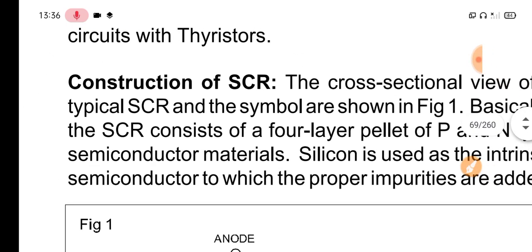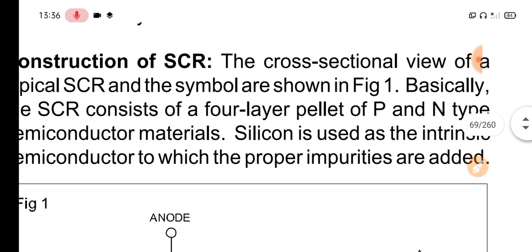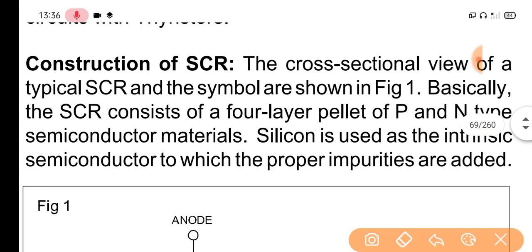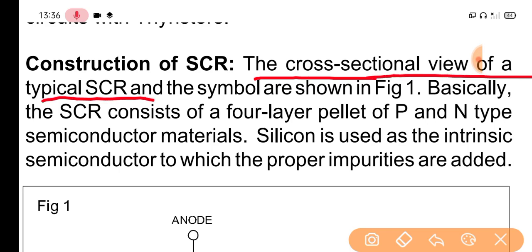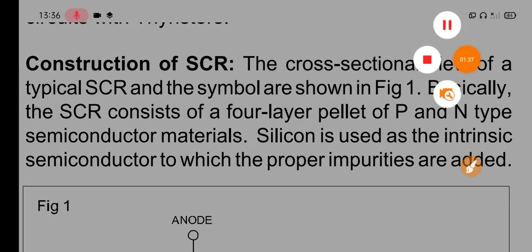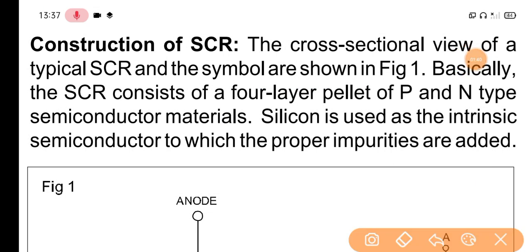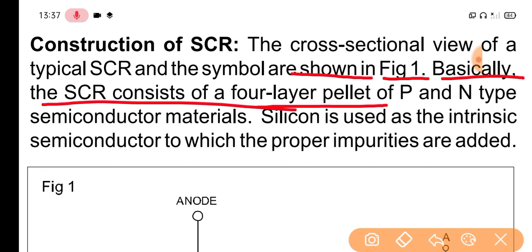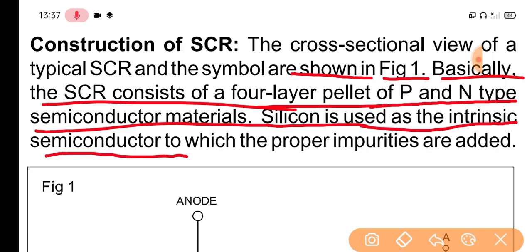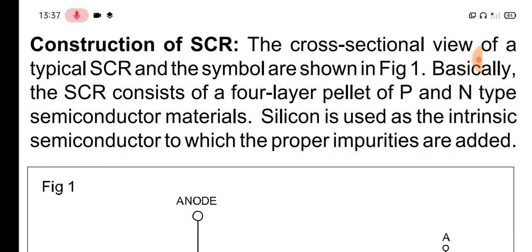Construction of SCR. The cross-section view of a typical SCR and the symbol are shown. Basically, the SCR consists of a four-layer plate of P and N type semiconductor material. Silicon is used as the intrinsic semiconductor to which the proper impurities are added.